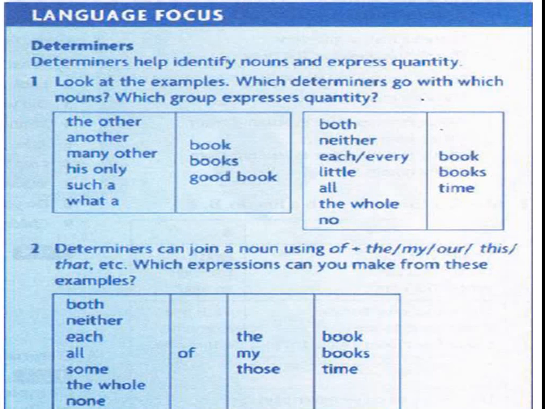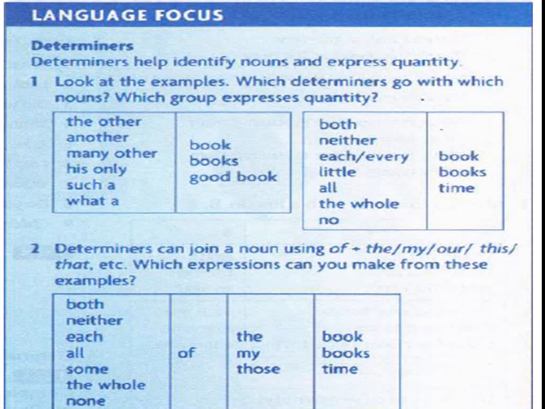These are articles like a, an, the, and possessives like my, your, and we have demonstratives like this, that, those, and these, and quantifiers such as each, every, some, any, etc.